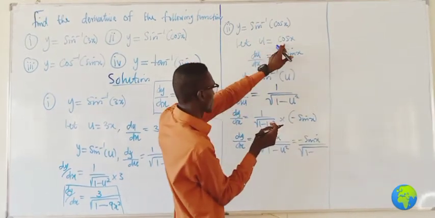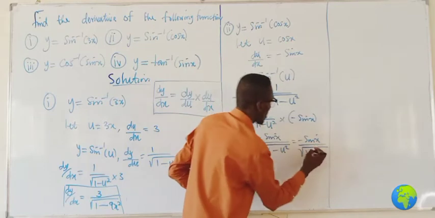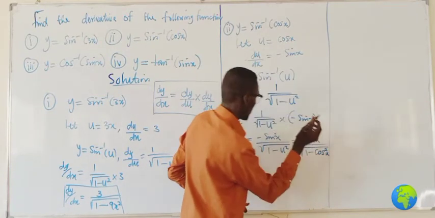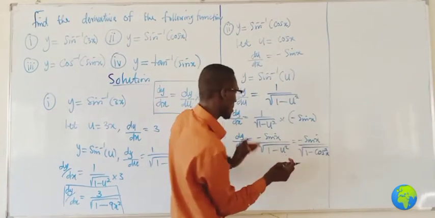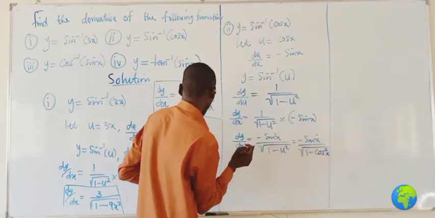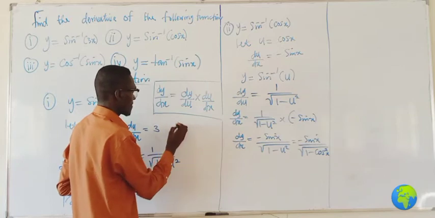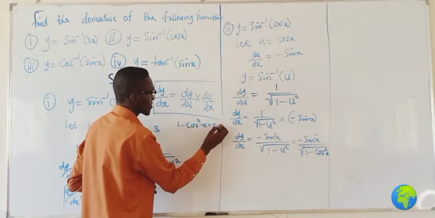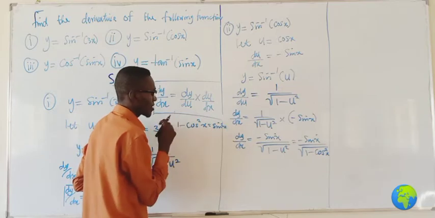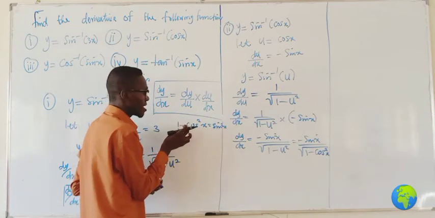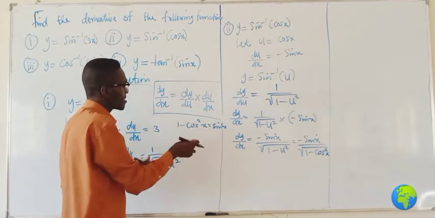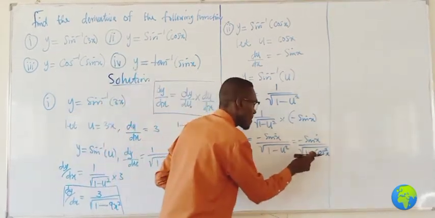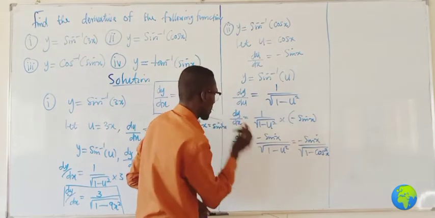What is u? u is cos x. Cos x squared, because it's u squared, I'm putting 1 minus cos square x, right? But something is still happening here. From the trigonometric identity we'll be using, when we have 1 minus cos square x, this is the same thing as sine square x. Recall, I've been talking about this identity recently. So in place of 1 minus cos square x, I'll just put sine square x.